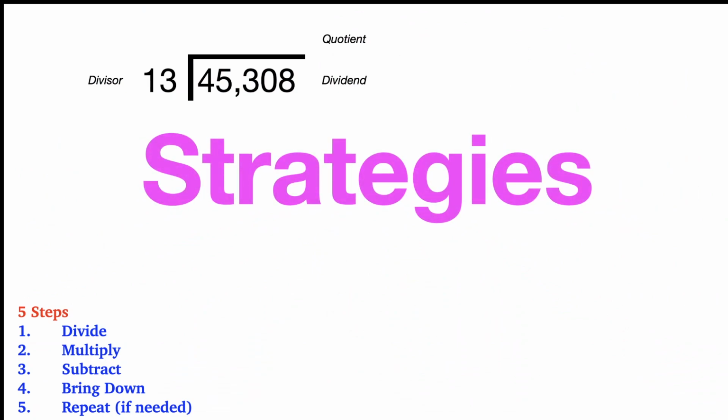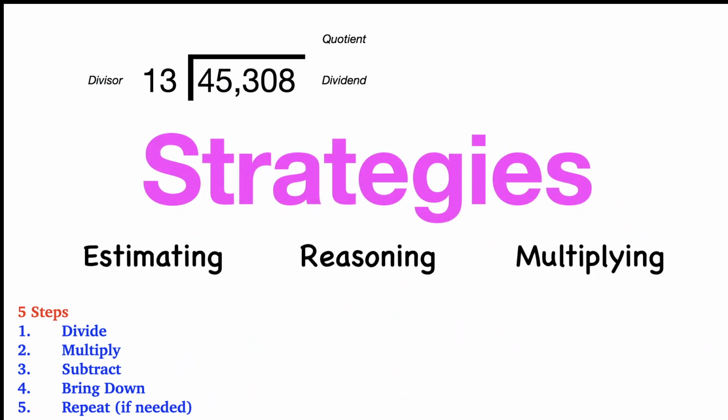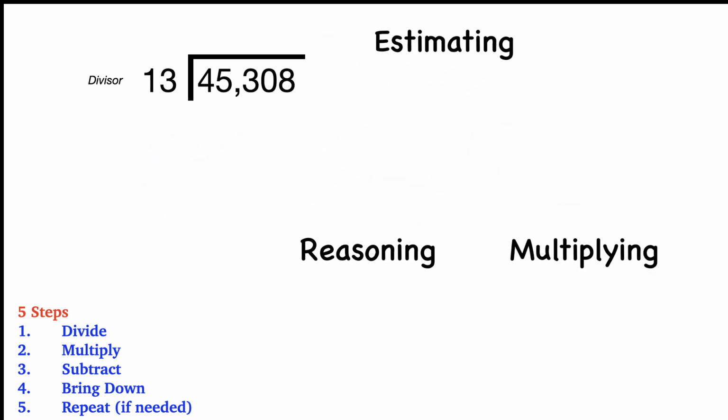Okay, we talked about strategies. Strategies like estimating, reasoning, and multiplying help us figure out how to solve this type of problem. Estimating means that you want a second number close to your original number, and that involves rounding. We have other lessons on rounding that you can look up on my site if you need a little bit of practice on that. But for example, our divisor of 13 would round down to 10.